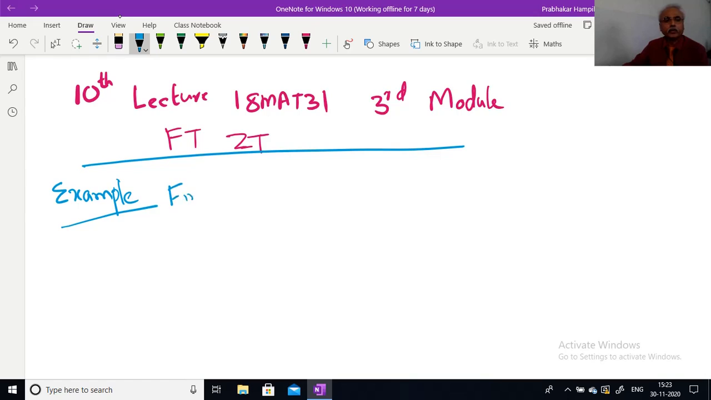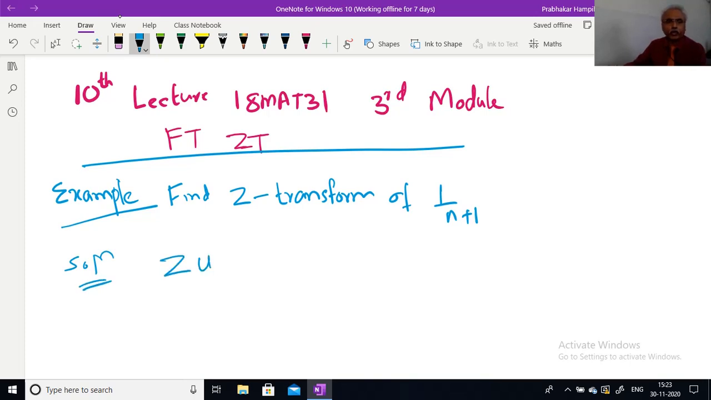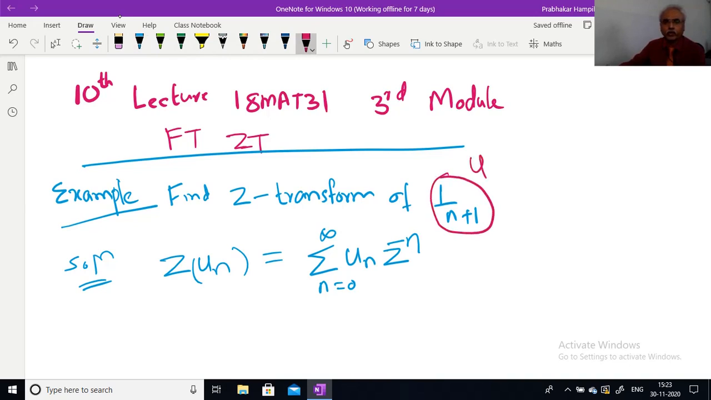So find the Z transform of 1 by n plus 1. This is what is the corresponding Z function of this. Now, in the definition, we use a direct definition. Z transform of any function is that function multiplied by z raised to minus n, adding all these from n equal to 0 to infinity. Whatever the function is given to us, this becomes our un. So that has to be substituted here.